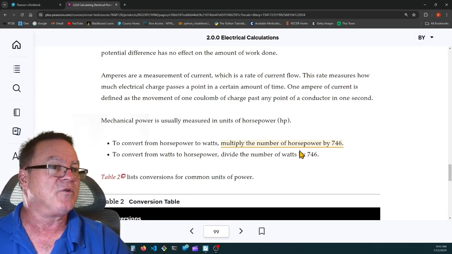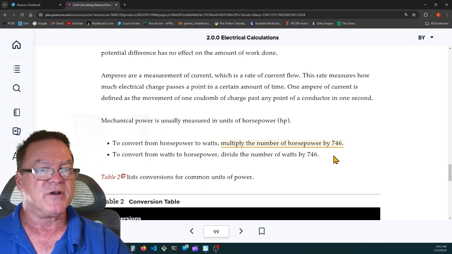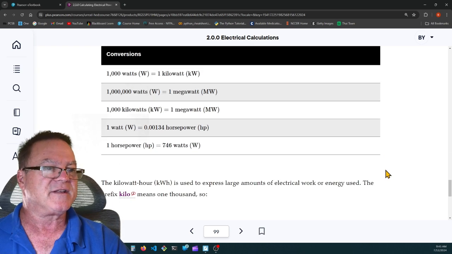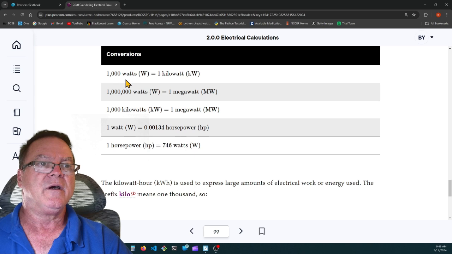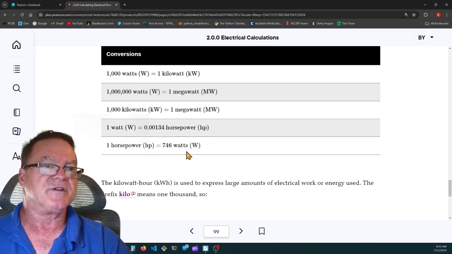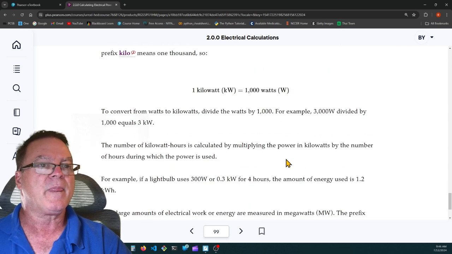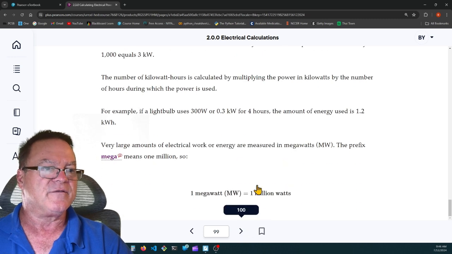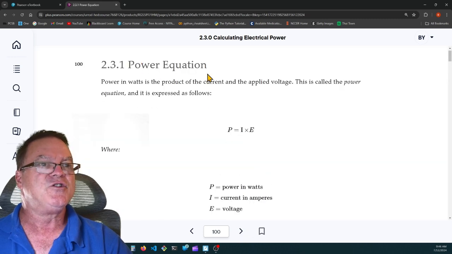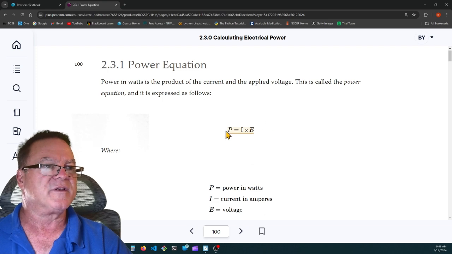To convert from horsepower to watts, multiply the number of horsepower by 746. That's the conversion. One horsepower equals 746 watts. 1,000 watts is referred to as a kilowatt, and 1,000,000 watts is referred to as a megawatt. I'm not going to do the conversion.